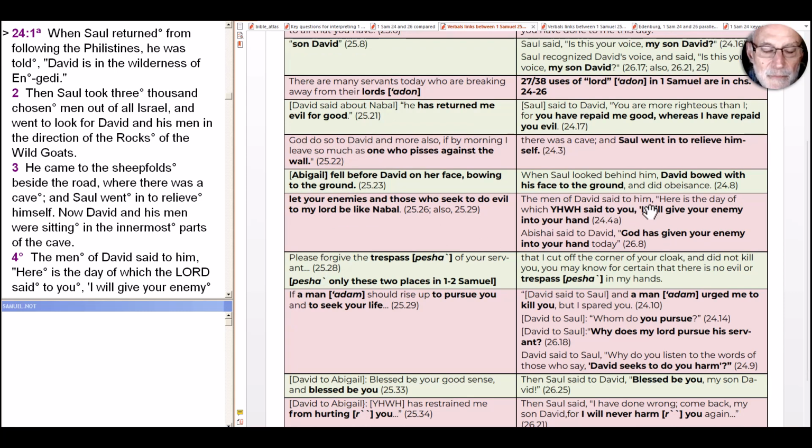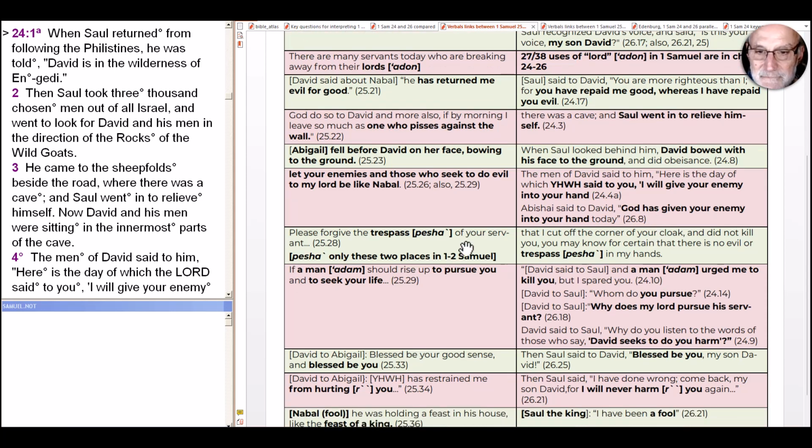And in both passages, in 24 and in 26, David's men, and more specifically Abishai, say a similar thing. God has given your enemy into your hand. A point that David will dispute when we get there, but we'll get there when we get there.